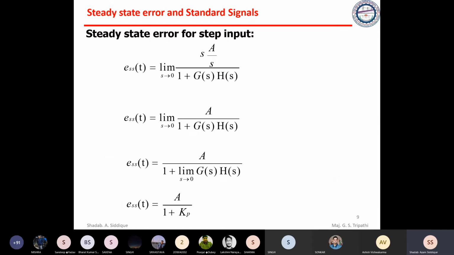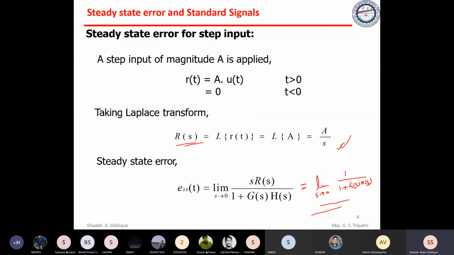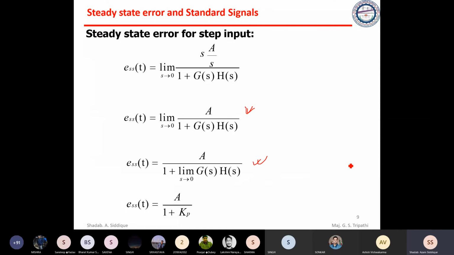Now, if you take this steady state error for step input, this is the value we are getting: A divided by 1 plus G(s) H(s). If it is a unit step, then A will be 1. So this is 1 divided by 1 plus G(s) H(s).